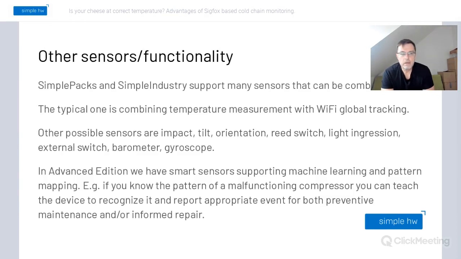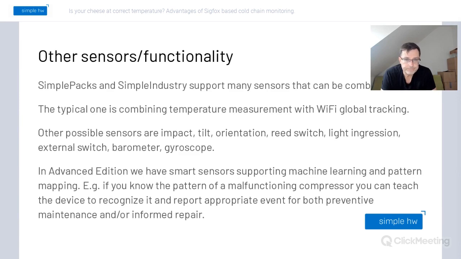What I think is also a big advantage is that SimplePack and Simple Industry devices can support more devices. So you can combine cold chain monitoring with Wi-Fi global tracking. You can monitor impact, tilt, orientation, light ingression. You have many options for the use case if you want to report on more things than just temperature.